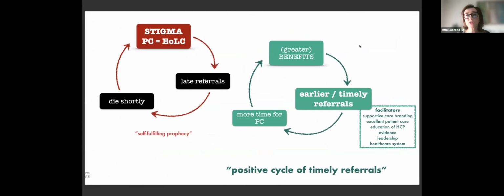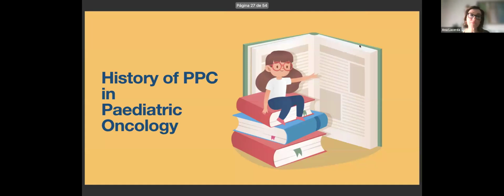So we need to change from the self-fulfilling prophecy to a positive cycle of timely referrals. When we really refer children earlier to palliative care, there is more time to work with the children and families, and then we will find greater benefits from this integration.